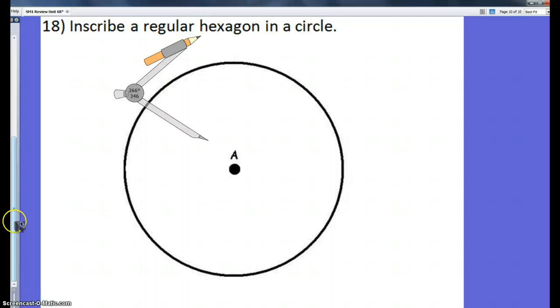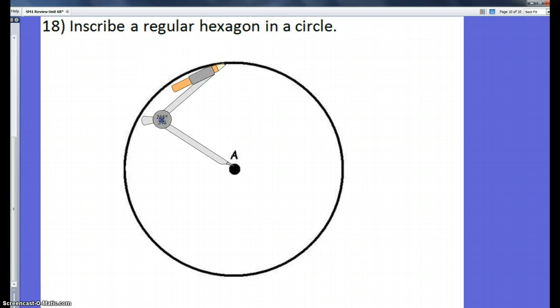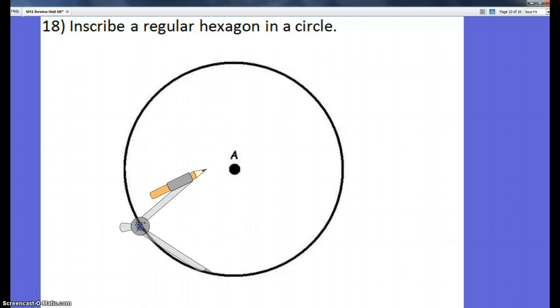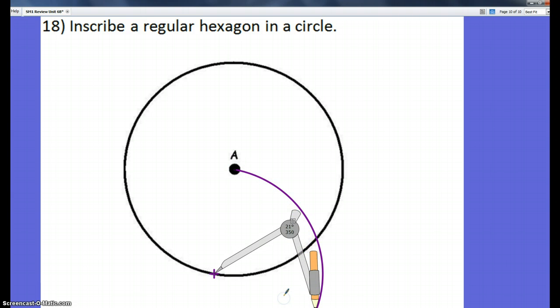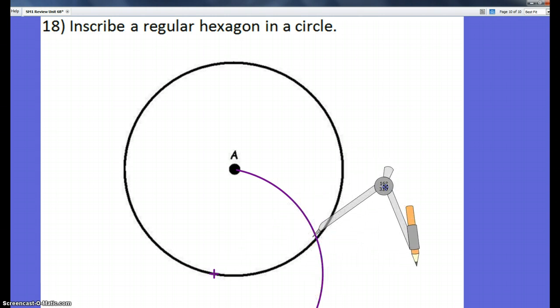And finally, we've got on our paper, the last one is inscribing a regular hexagon on a circle. And I believe in class I said that you have to draw a radius first. Technically, you don't have to do that. So we're going to put our pencil in the center, and we're going to swing our arc through. And then we're going to do the same thing, now with our vertex on where the intersection was.